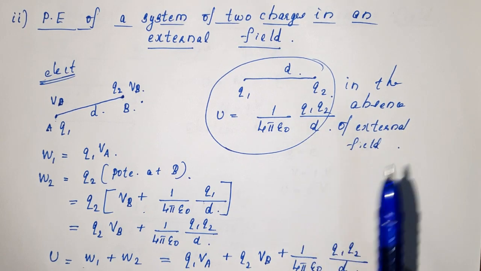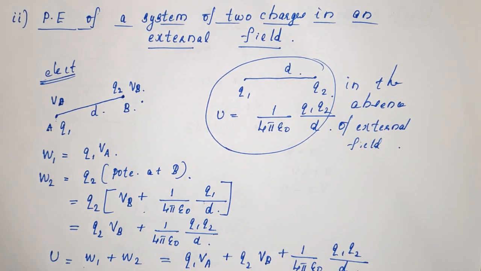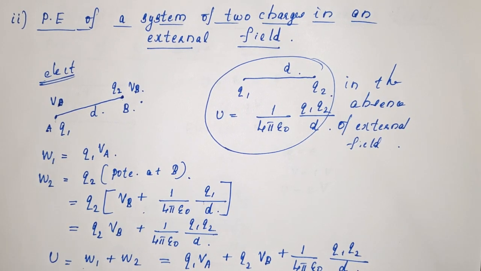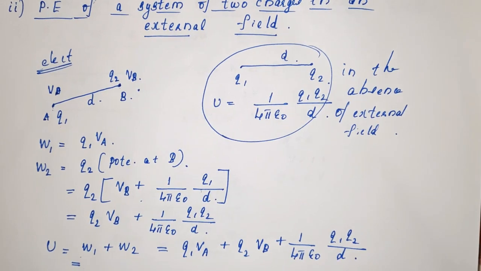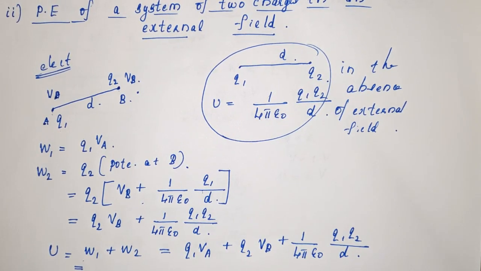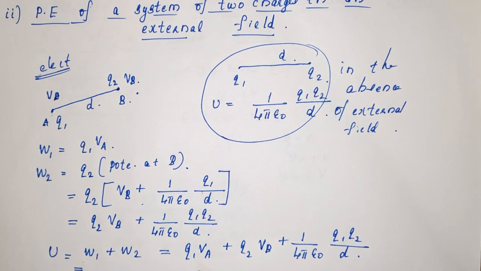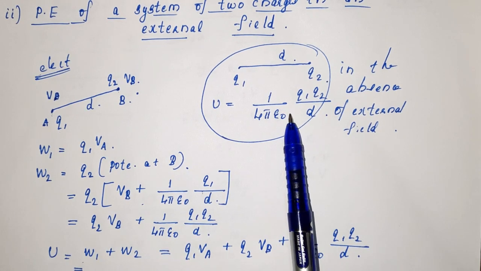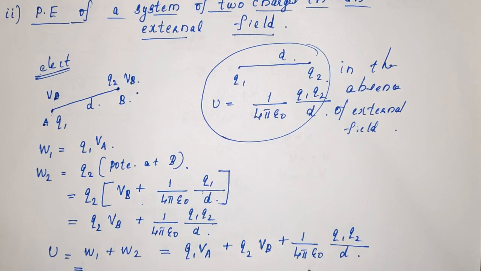But in the presence of electric field, two more terms are there. So the equation becomes Q1 VA plus Q2 VB plus 1 by 4 pi epsilon 0 Q1 Q2 by D. I am telling it repeatedly: this is the case in the absence of external field, and this is the case in the presence of external field.